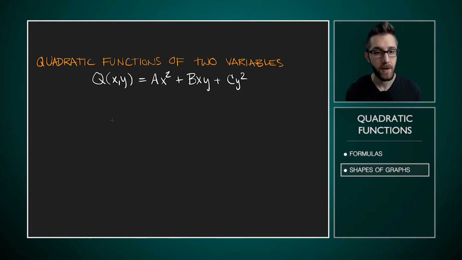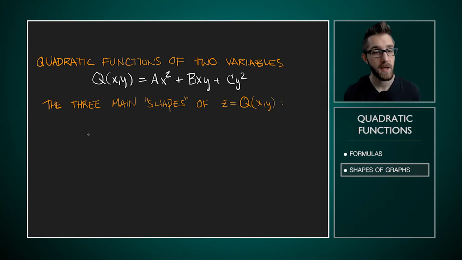Anyways, if you were to play around with that for long enough, what you would find is that there are 3 primary shapes that this thing could look like. So the first shape is essentially the 2-dimensional example of an upward-facing parabola. It's the thing whose graph looks like this cup.